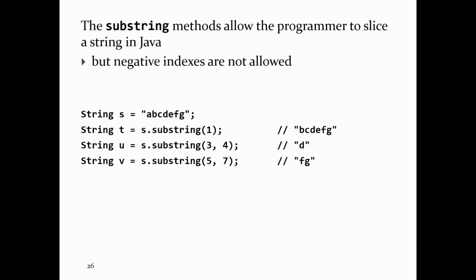Substring 1 is the substring of S starting at index 1 and going to the end of the string. So that gives you the B through the G. Substring 3,4 is the substring starting at index 3, going up to but not including the 4. So that's just the single D. And then 5,7 is the substring starting at index 5, going up to but not including the 7. So you have to remember you're always subtracting 1 from that last number.